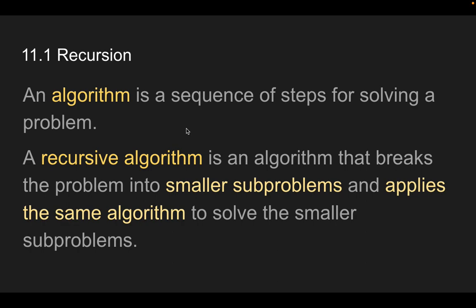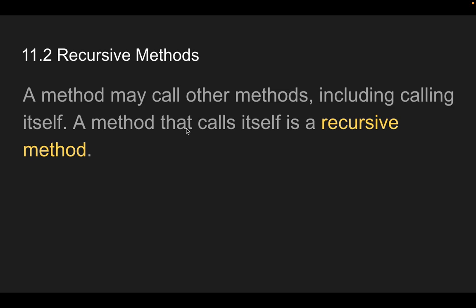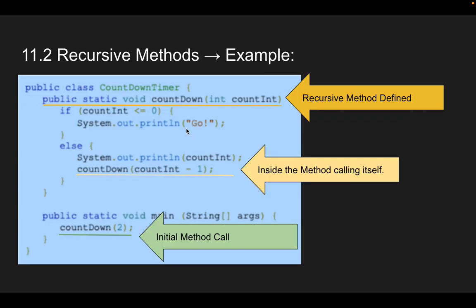So a recursive algorithm is taking a group of problems and breaking it into sub-problems, smaller problems, and applying that same algorithm repeatedly upon itself. A recursive method is just exactly that. It's a method that calls itself.